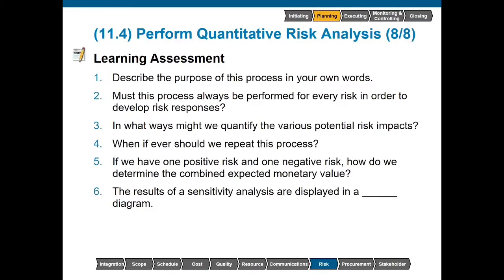Perform quantitative risk analysis, learning assessment. Describe the purpose of this process in your own words. This process analyzes the combined effect of identified individual project risk and other sources of uncertainty on the overall project objectives.